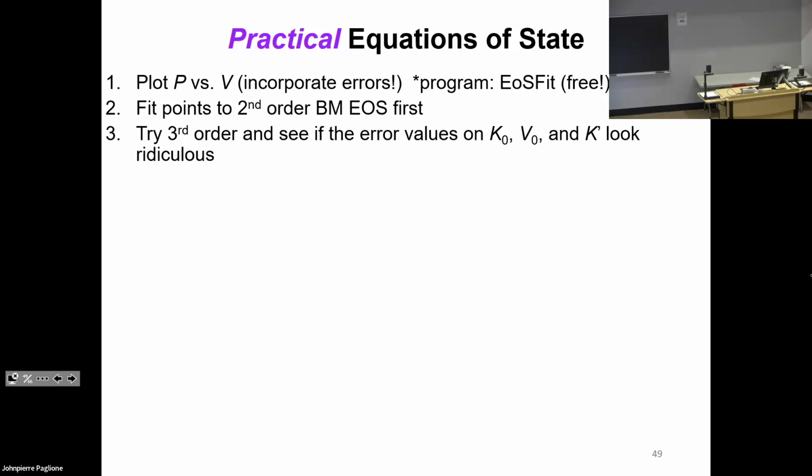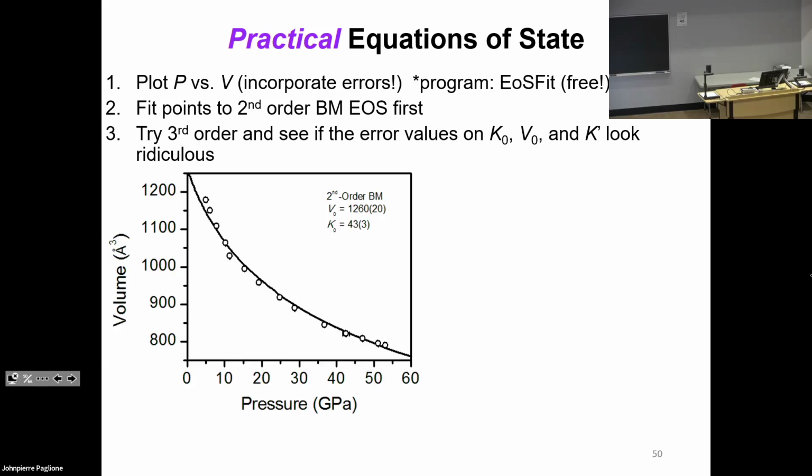The higher order your equation is, of course, the fit itself, the line, might look better, but keep track of your errors on these values. If they're massive, massive errors, it's not a reasonable fit. And so start at the simplest possible, the lowest order equation of state. So here's an example where this is actually a decent fit for a second order equation of state on this material. I got my bulk modulus at ambient pressure as well as my ambient unit cell volume there.